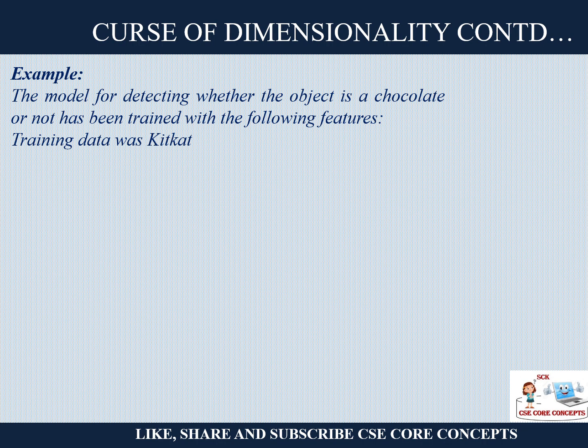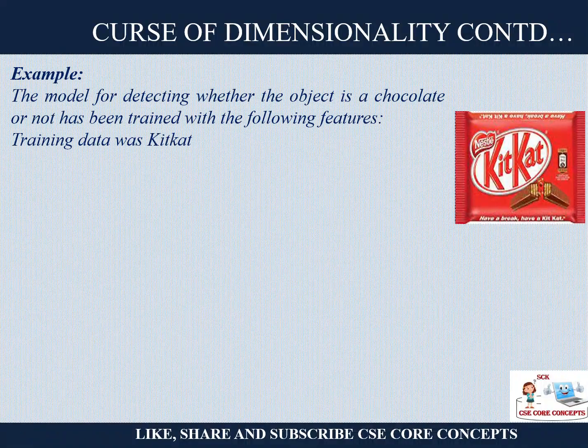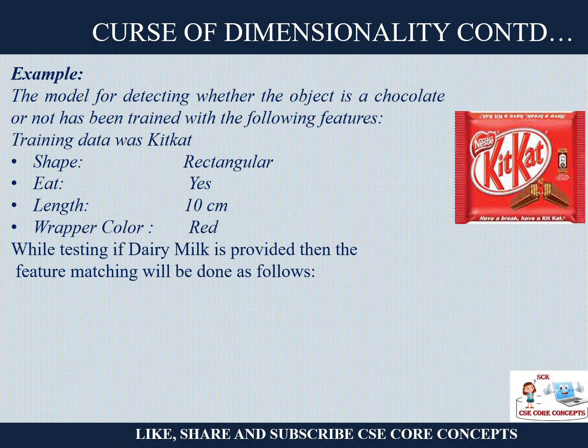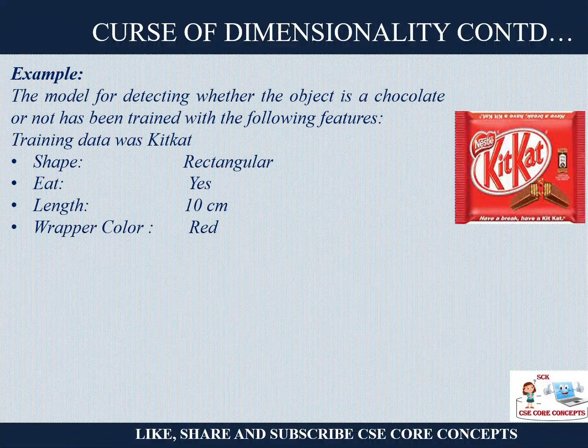Now the model for detecting whether an object is a chocolate or not has been trained with the following features. Training data was KitKat. So if I am taking a chocolate as a KitKat, I am using 4 features to define the object as a chocolate. Shape: it has to be rectangular. Eating: whether it is eatable, yes. Length is, let's say, approximately 10 centimeters. And wrapper color is red. This is the training you have done.